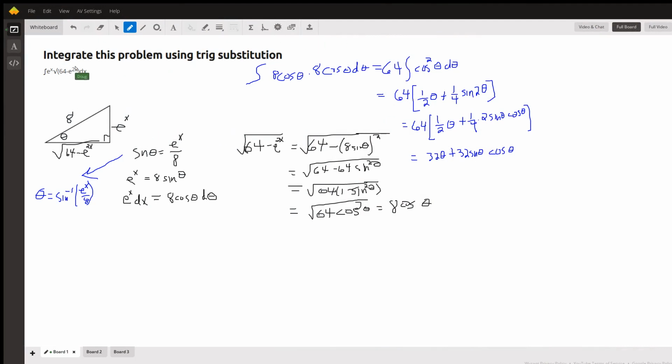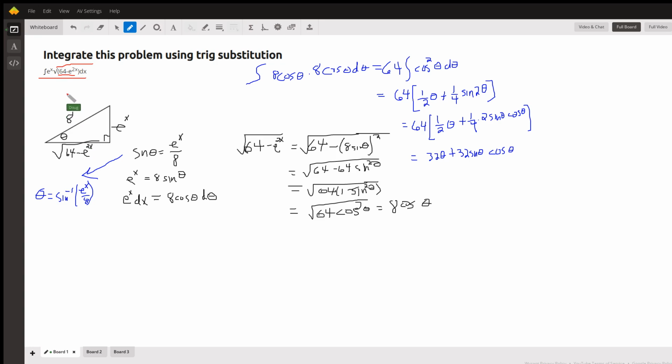Okay, you're asked to evaluate this indefinite integral using trigonometric substitution. And the primary goal of trigonometric substitution is to get rid of a square root symbol so that you can perform the integration. So when you draw the little right triangle, the idea is to look at what's under the radical to see if it's going to be a squared plus b squared equals c squared, or c squared minus one of the legs squared equals the other leg squared.